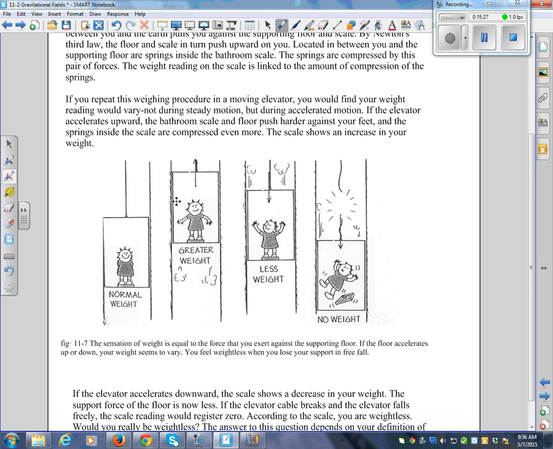This picture, if you can't understand this, you need to look at this picture real close. Normal weight, constant speed, right? Here, the elevator's going up, accelerating upward, greater weight. How can you tell it's accelerating upward? Got the little cartoon things here, right? Because there's an arrow. Here, accelerating downward, again, the cartoon cloud things there. Less weight. What if it snaps?